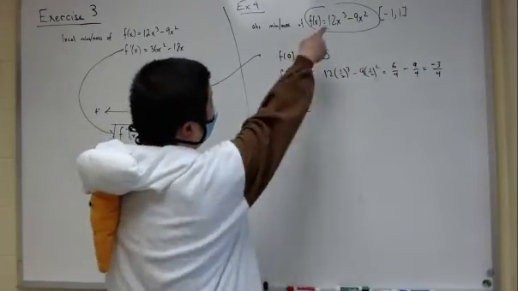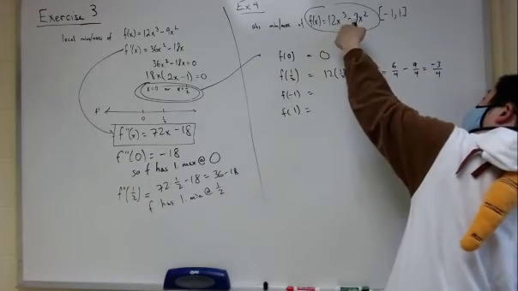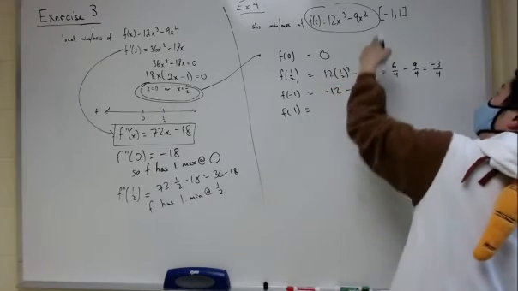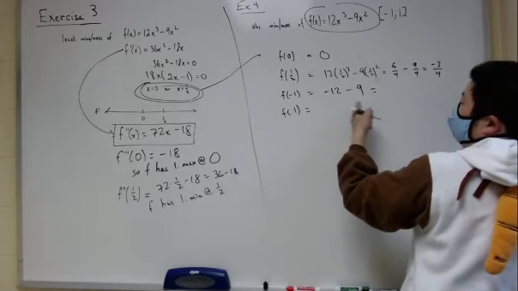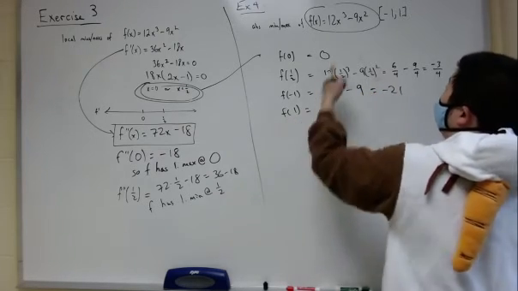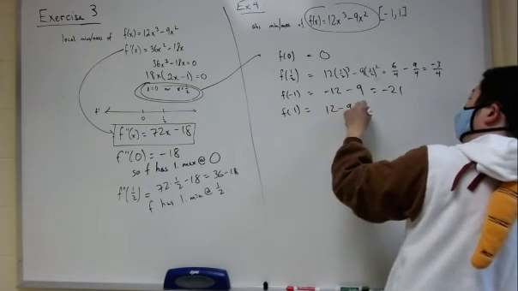F of negative 1, plug in negative 1 everywhere. So 12 times negative 1 cubed. Negative 1 cubed is negative 1. So negative 12 minus 9 times, well, negative 1 squared is a positive 1. So we end up with here negative 21. F of 1, plug in 1 for x here and here. So we have 12 minus 9, which is equal to 3.